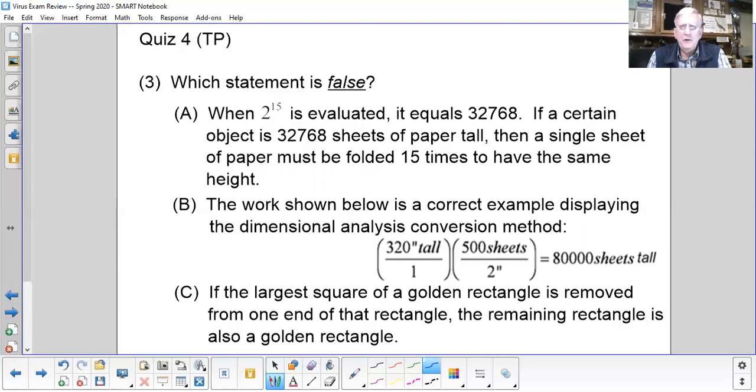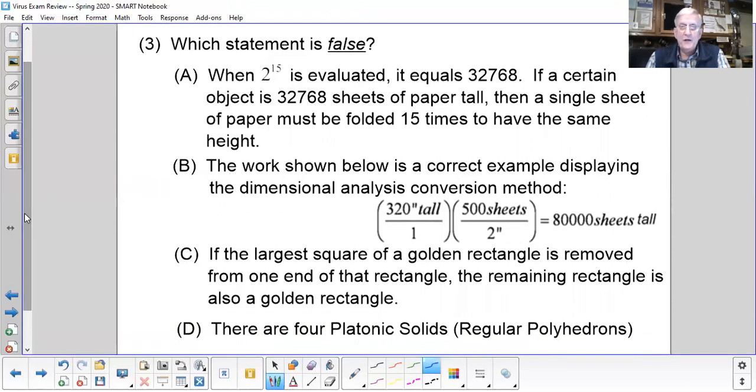The work shown below is a correct example. This is B now, displaying the dimensional analysis conversion method. If I have an object that's 320 inches tall, and I know 500 sheets of paper are 2 inches thick, then I would know that 800,000 sheets of paper tall this object would be. Well, if you cancel 2 into 320, that's 160, and if you multiply that times 500, you will get 80,000 sheets tall. So that appears to be correct.